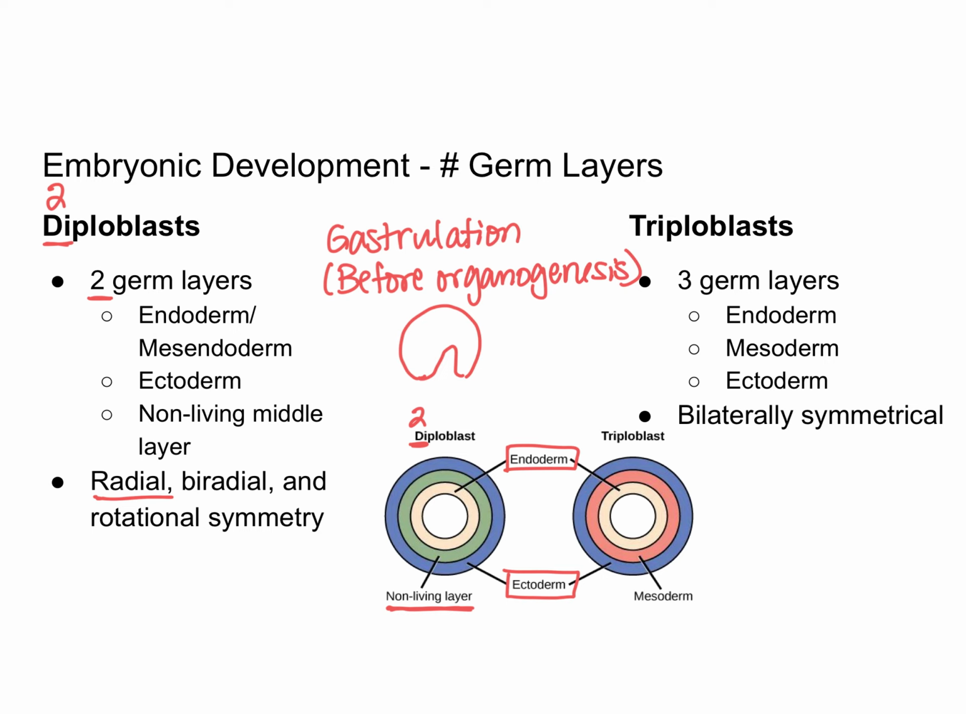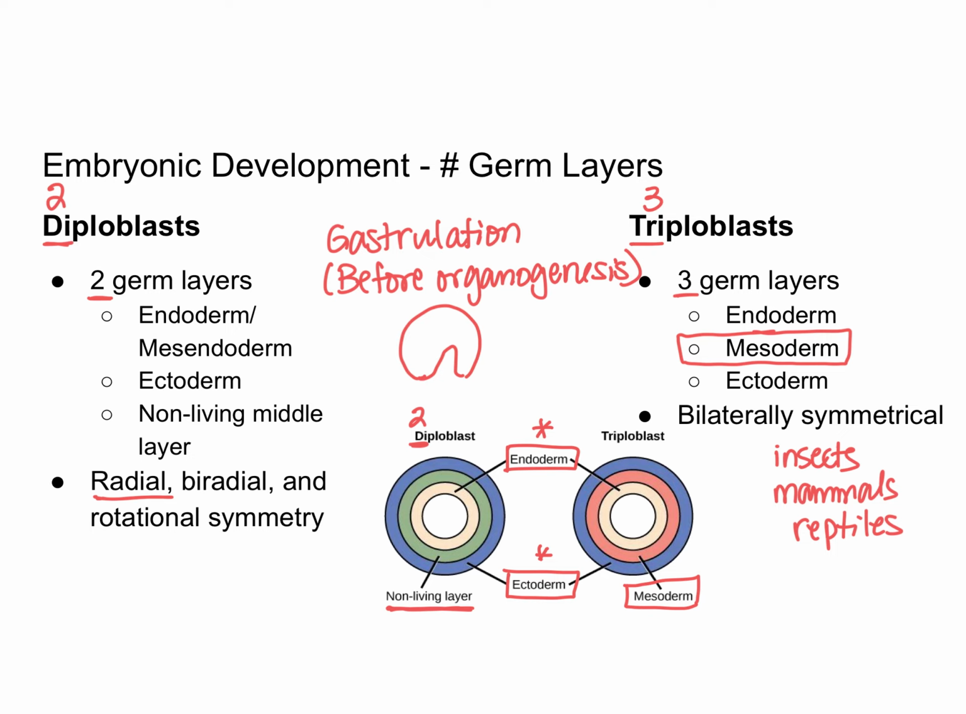Now, triploblasts, so tri means three, and so they are going to have three germ layers. They have that same endoderm and ectoderm that we saw with the diploblasts, but they have this kind of third middle layer called the mesoderm, which you can see right here. And we see triploblastic embryonic development in animals that are bilaterally symmetrical. So these are going to be things like our insects, mammals, reptiles, amphibians, birds, etc.